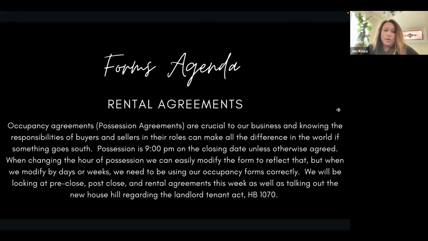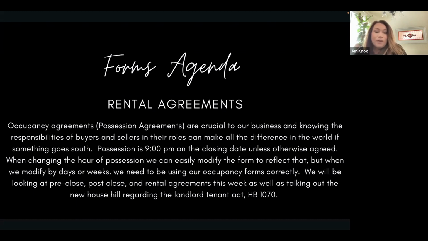All right, so rental agreements. Occupancy agreements, or what I think of as possession agreements, are a crucial part of our business, and knowing the responsibility of buyers and sellers and their roles can make all the difference in the world if something goes south. Possession is at 9 p.m. on the date of closing, unless otherwise agreed.